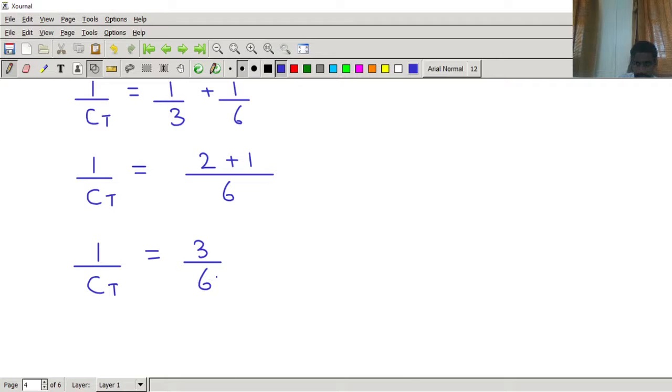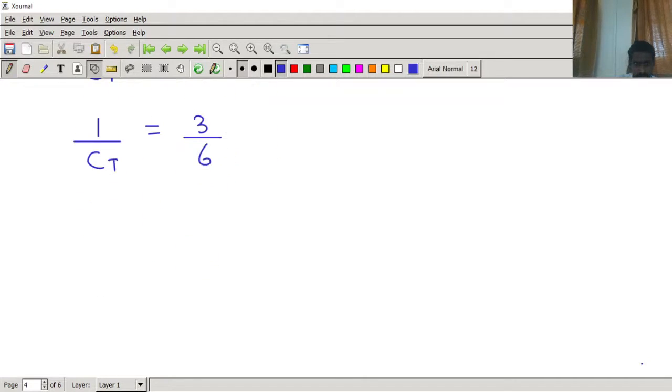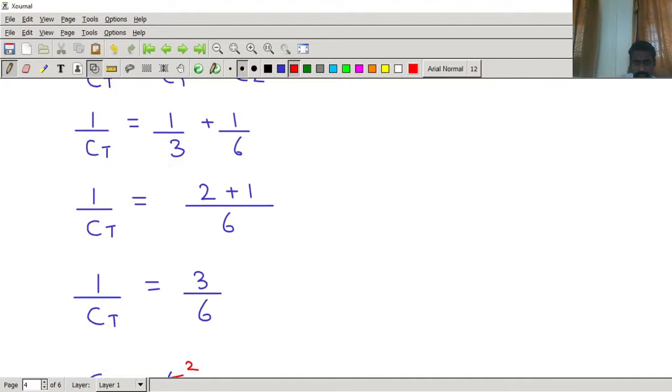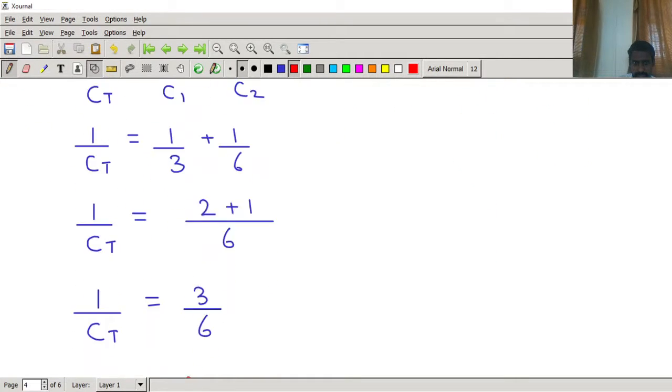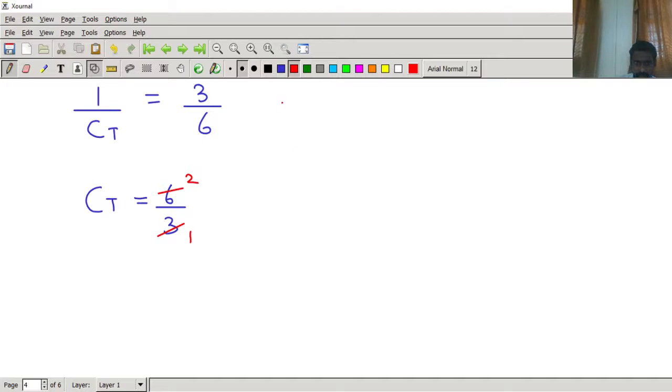So what is the total capacitance in series? CT will be equal to 6 by 3, and 3 twos are 6, so the total capacitance will be 2. You will find that the total capacitance is 2 microfarad, and once we find the total capacitance, we can find out how much charge will flow in this circuit.